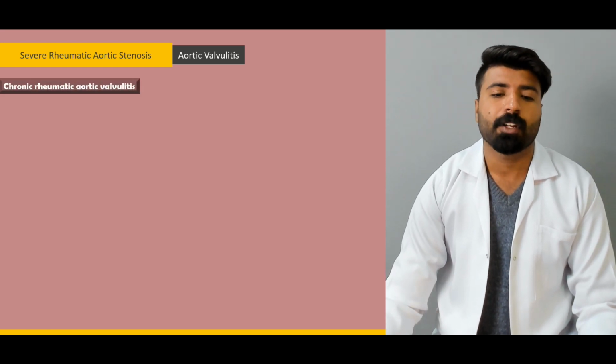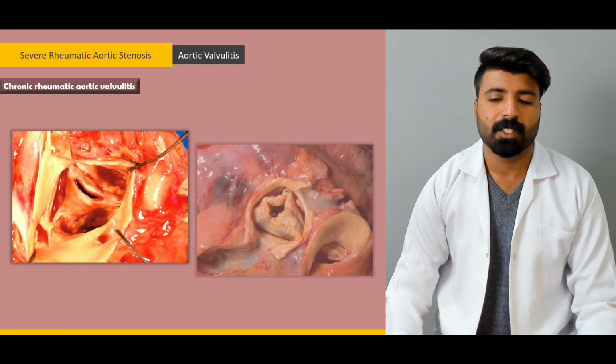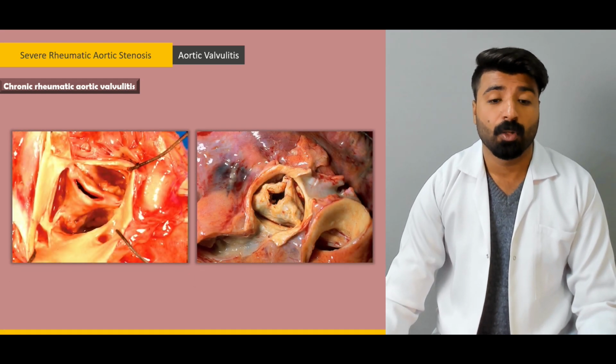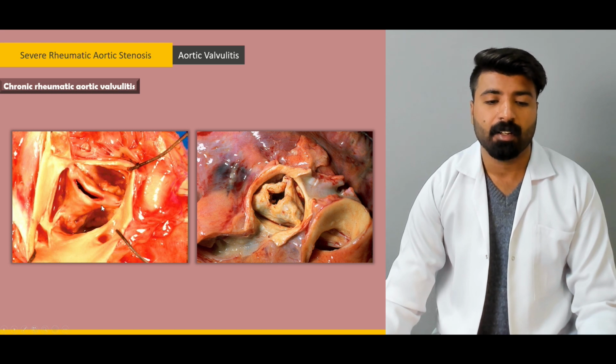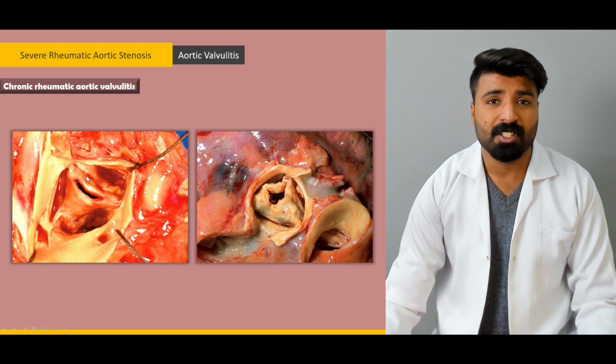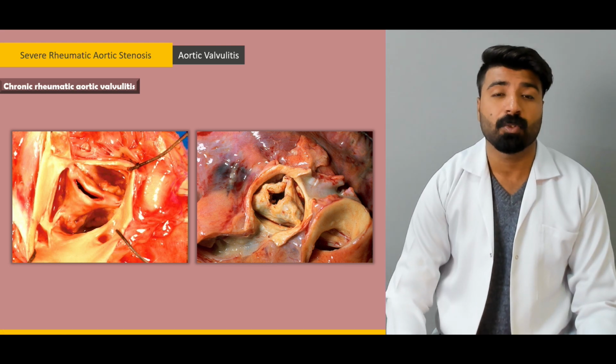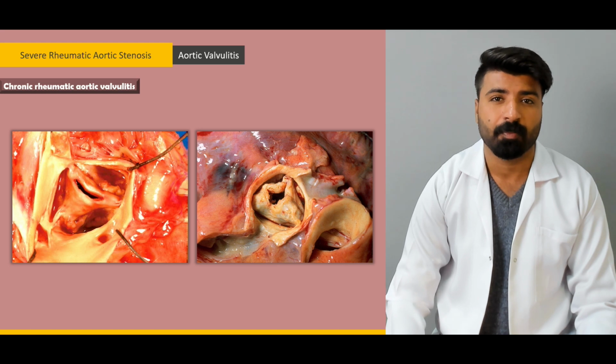Now, chronic rheumatic aortic valvulitis. What you will look for in this slide is this. You can see very narrow calcifications happening. It's calcified, it's not up to the mark. In most of the cases, this is the case which has happened due to aortic stenosis, and this also might lead to the formation of aortic regurgitation.